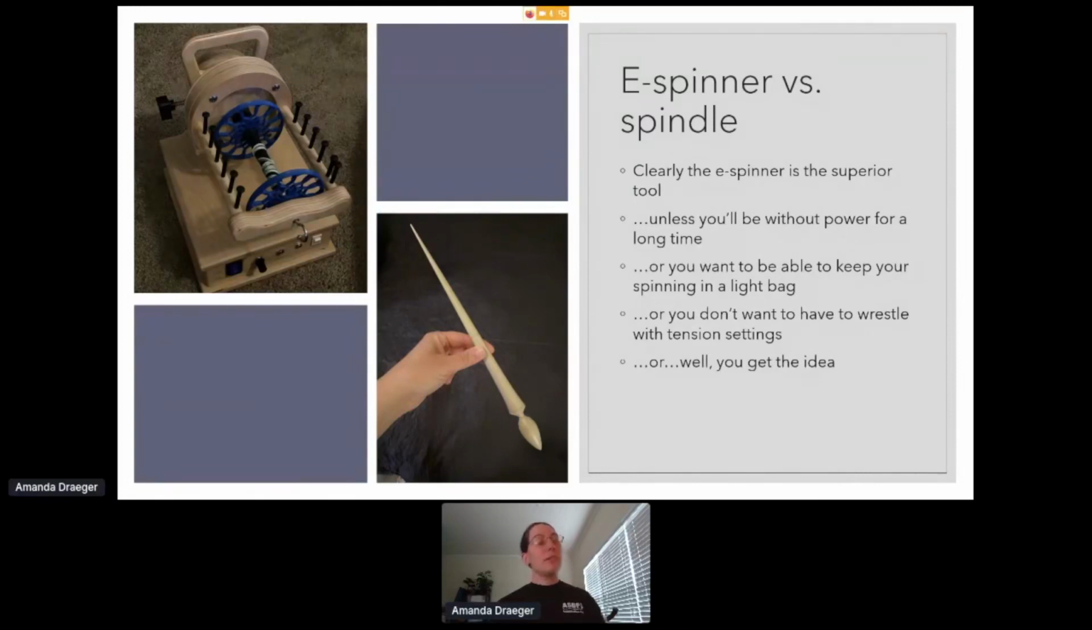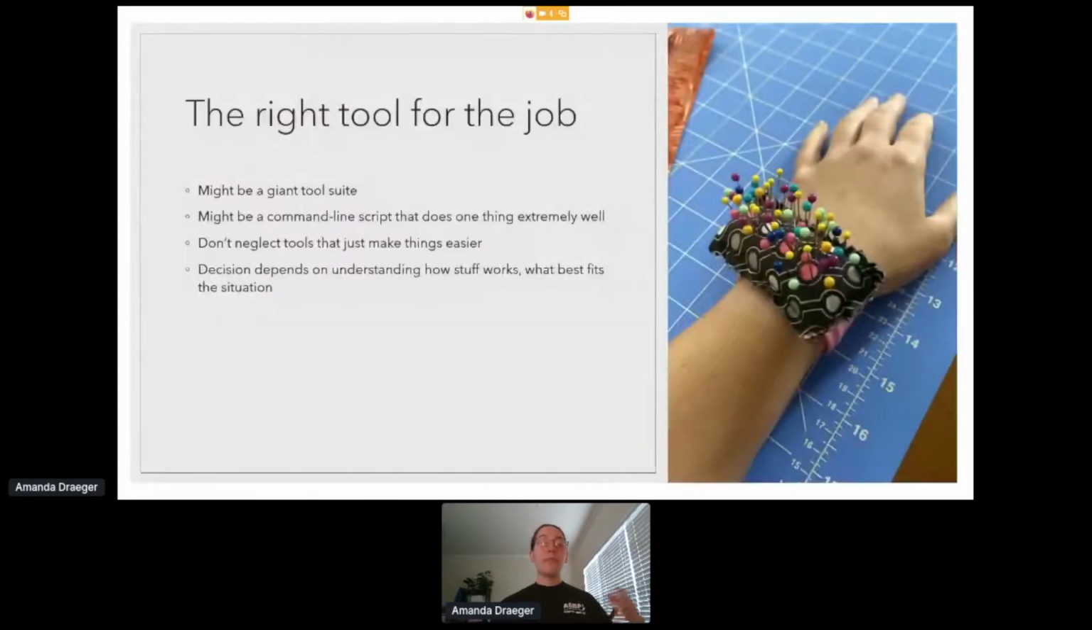Maybe I don't want to fiddle with a whole bunch of settings. Maybe I want to literally walk around while I'm spinning. This is a very similar type of spindle, except whereas the one in the picture there is meant to be supported, this one has a little hook, so I can literally spin while I'm walking around. The lightest spinning wheel in the world is not going to be that flexible of a tool. So sometimes the right tool for your job is a giant tool suite. Sometimes it's a tiny command line script that does one thing extremely well.